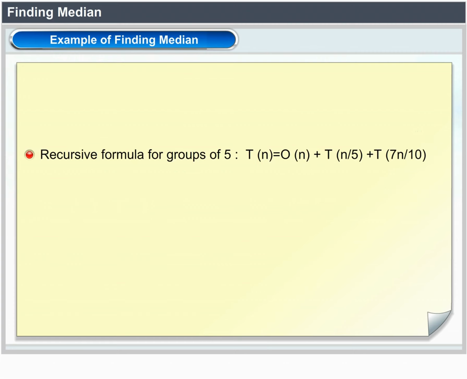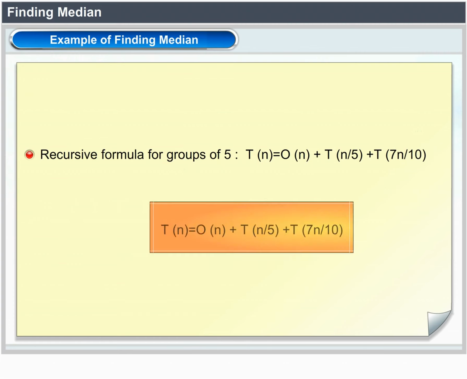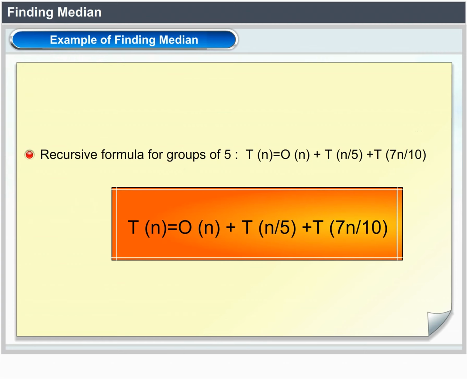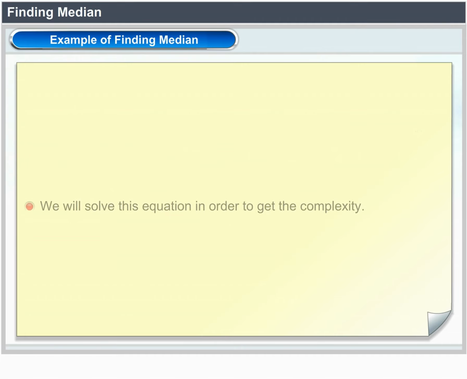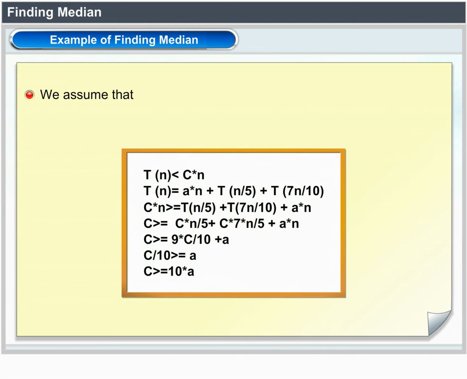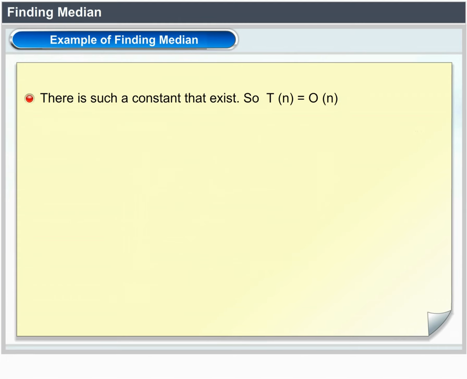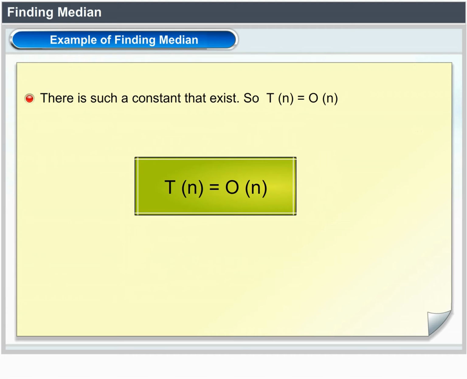Recursive formula for groups of 5. T(n) equals O(n) plus T(n/5) plus T(7n/10). We will solve this equation in order to get the complexity. We assume that T(n) is bounded as follows. There is such a constant that exists, so T(n) equals O(n).